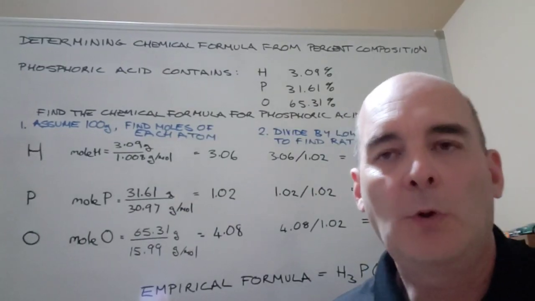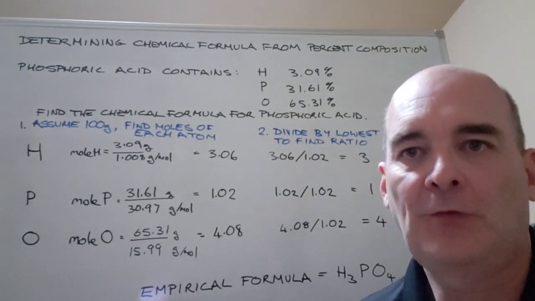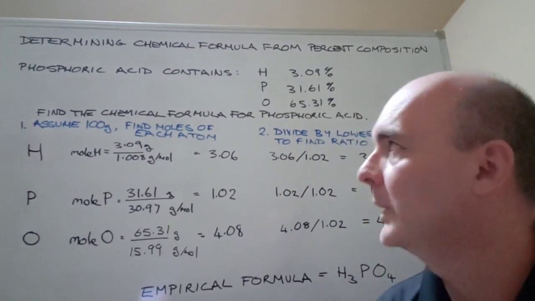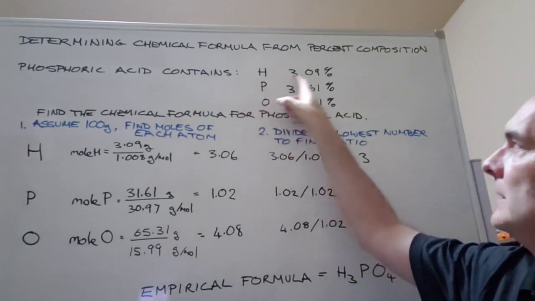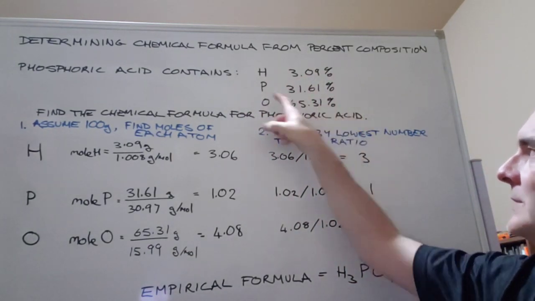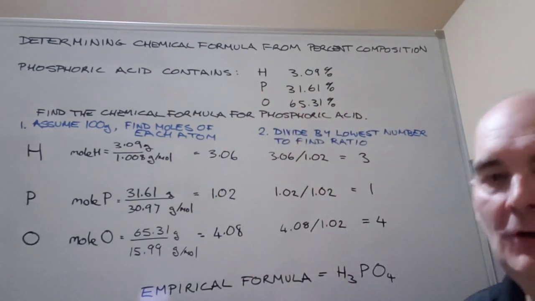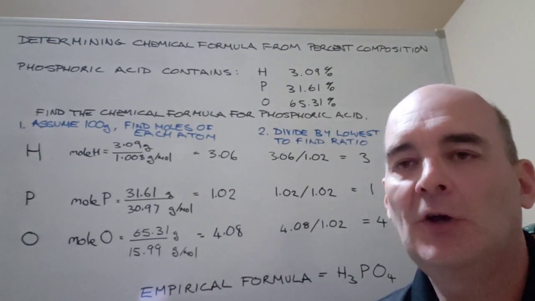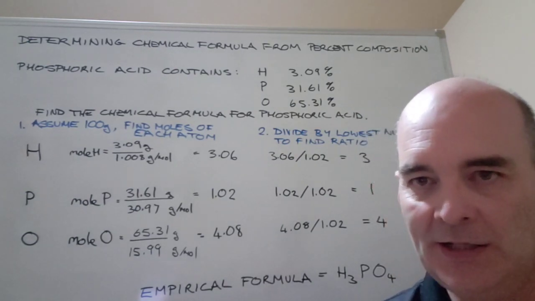Another application of the mole is finding the chemical formula for a substance from its percent composition. Here's a problem that we're going to work. Phosphoric acid contains 3.09% hydrogen, 31.61% phosphorus, and 65.31% oxygen. From this information, we can determine what the chemical formula for phosphoric acid is.